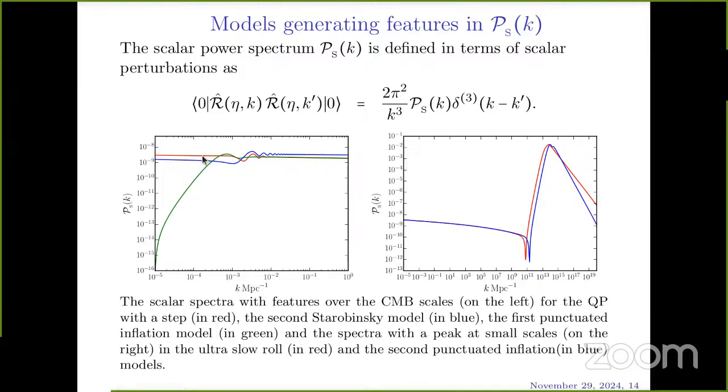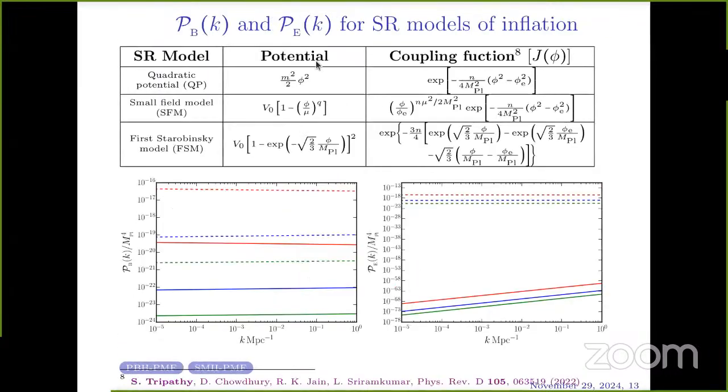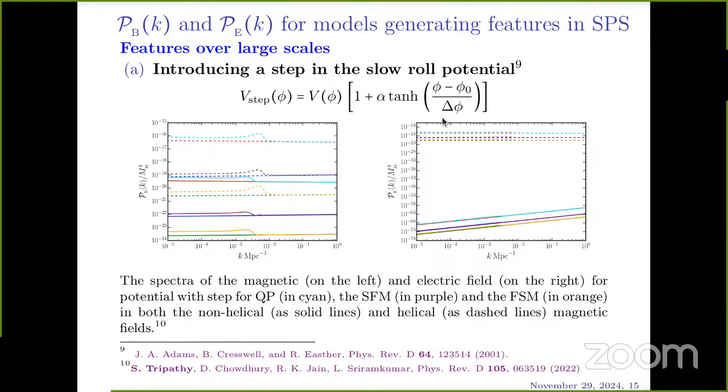This red one is the model with the step, one of the slow roll potentials I had enlisted before. This blue one is the Starobinsky potential. I will show the form of the potential. Then these green one and these two are potentials which involve a point of inflection in the potential itself. The first, as I said, are the slow roll potentials I have shown here, if we just introduce a step to these potentials. This is the form of the step in the potential.